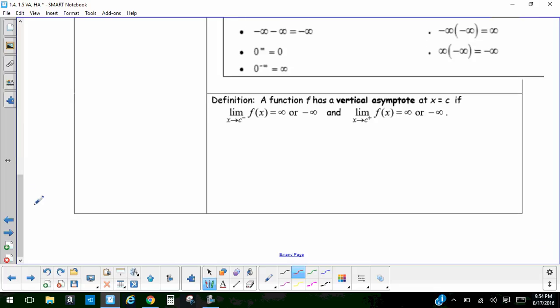Okay, so the calculus definition of a vertical asymptote. I have a vertical asymptote, a VA, at x equals c if I approach c from the left and from the right, and as I'm approaching c, my function is either going to shoot way up or shoot way down. That's the calculus limit definition of a vertical asymptote.